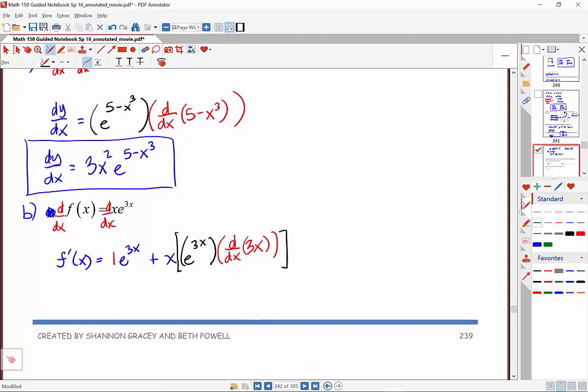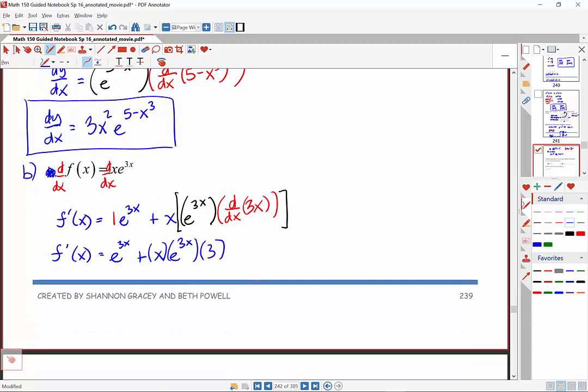Okay, so far? So what's going to happen is we will get f prime at x is equal to e to the 3x plus x times e to the 3x times 3. Cleaning it up a bit, we'll get f prime at x is equal to e to the 3x times 1 plus 3 times x.